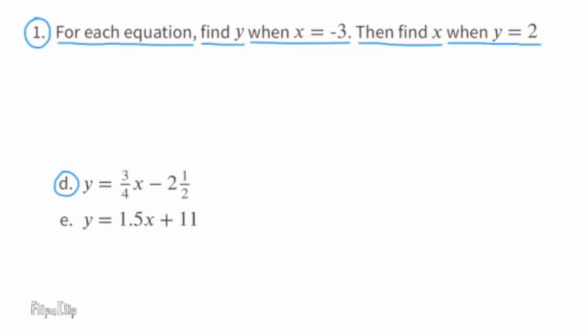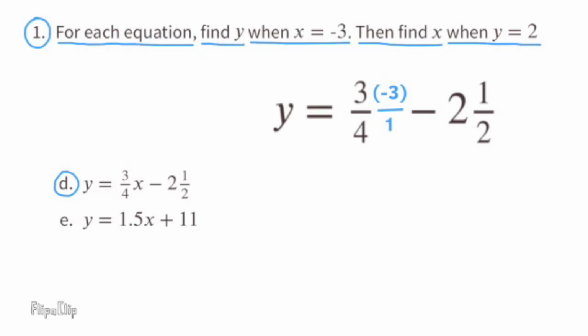D. y equals 3/4 x minus 2.5. First we need to substitute the x with negative 3. So it reads y equals 3/4 times negative 3, or 3/4 times negative 3 over 1. 3 times negative 3 is negative 9, and 4 times 1 is 4.